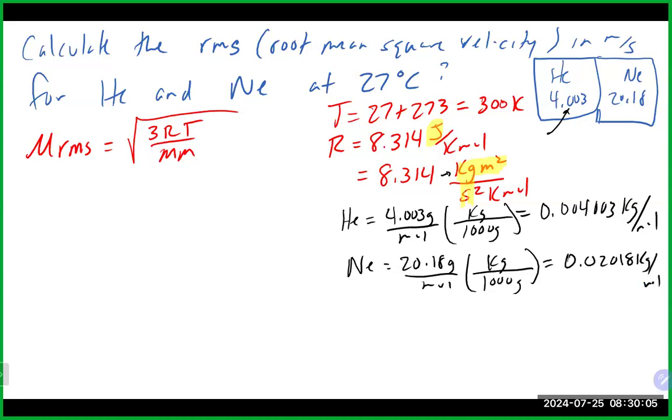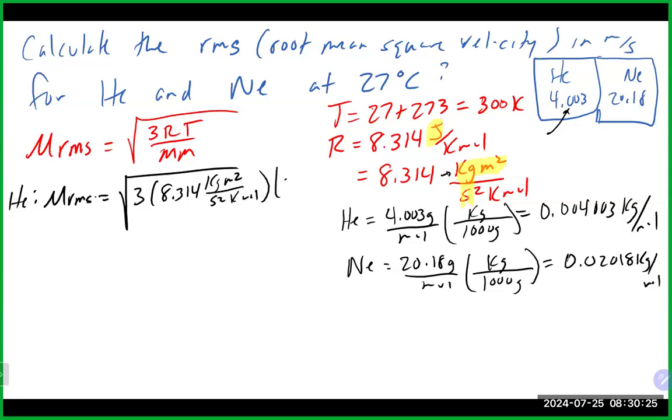Now that we have everything, we could calculate it for each of them. So we'll start with helium. Helium's root mean square velocity would equal the square root of 3 times 8.314 kilograms meters squared per second squared Kelvin mole, times our temperature in Kelvin, divided by, again, our molar mass here in kilograms per mole. The Kelvins will cancel, the moles will cancel, the kilograms will cancel, giving us meters squared over seconds squared, which is going to become meters per second once we take the square root of it.